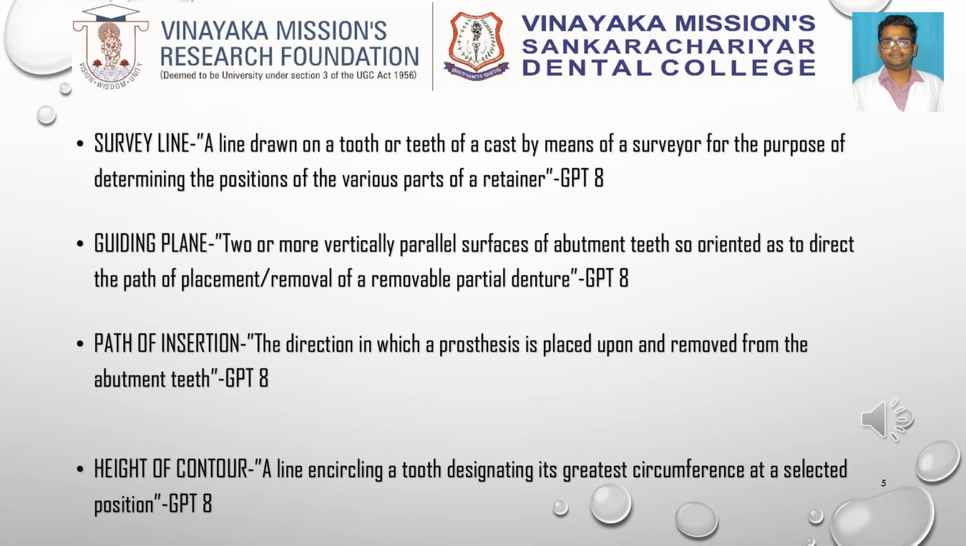Survey line is a line drawn on a tooth or teeth of a cast by means of a surveyor for the purpose of determining the positions of the various parts of a retainer. A guiding plane means two or more vertically parallel surfaces of abutment teeth so oriented as to direct the path of placement or path of removal of a removable partial denture. The path of insertion is the direction in which a prosthesis is placed upon and removed from the abutment teeth, and the height of contour is a line encircling a tooth designating its greatest circumference at a selected position.